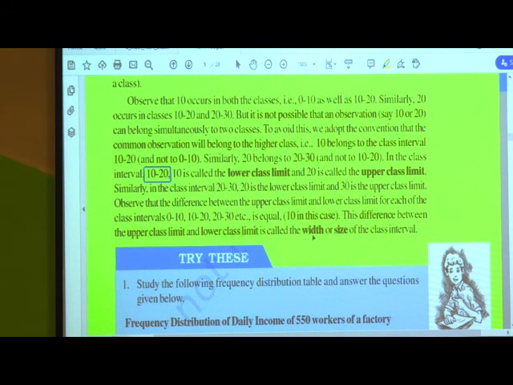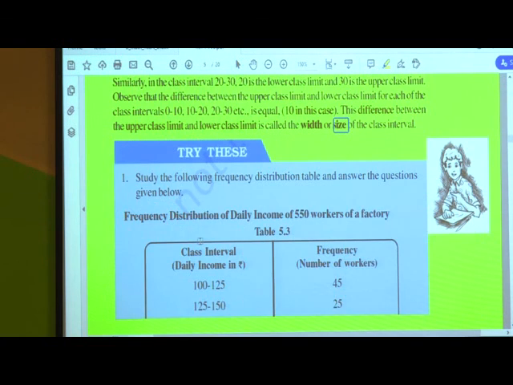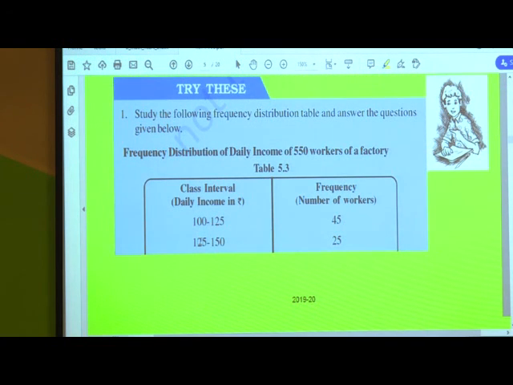Third important thing, the width or size of the class. It is the difference between the upper class limit and the lower class limit. Upper class limit minus lower class limit is what is said to be the width or size of the class interval. Again, there is an activity for you people.